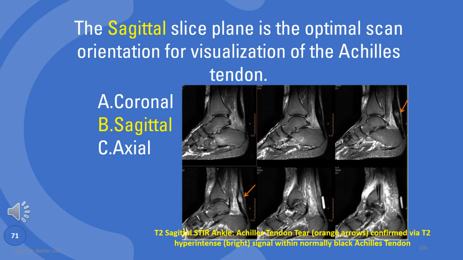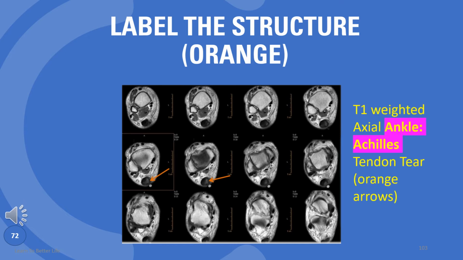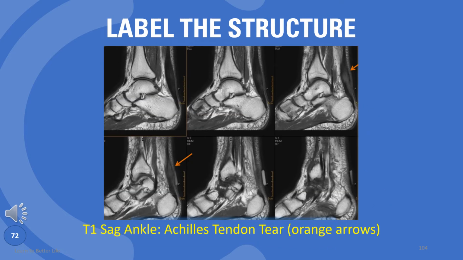This is a T2 sagittal STIR ankle, Achilles tendon tear, orange arrows, confirmed via T2 hyperintense or bright signal within the normally black Achilles tendon. Can you tell me what's in the orange arrow? You are right. Achilles tendon. This is a T1 weighted axial of the ankle, Achilles tendon tear. This one is a T1 sagittal ankle, Achilles tendon tear.